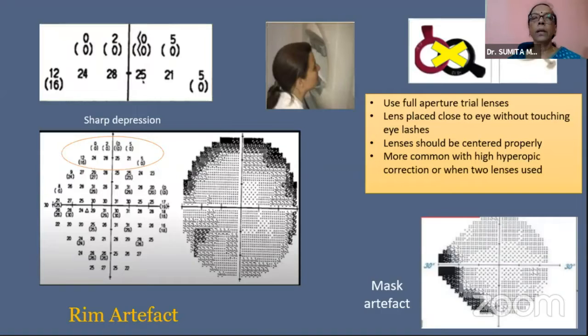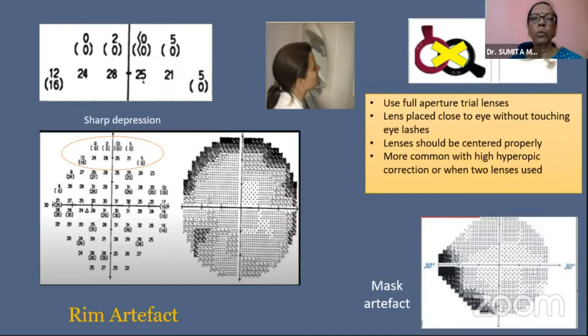One of the common artifacts is the rim artifact due to the rim of the trial lens. The tip is that we have to use the full aperture trial lens, and the lens should be placed close to the eye without touching the eyelashes. Sometimes the patient takes his head away during the perimetry because the chair height is not adequate, and that may also produce the rim artifact. The lens should also be centered properly. The rim artifact is very common if a high hyperopic correction is used, and whenever two lenses are used instead of one lens.